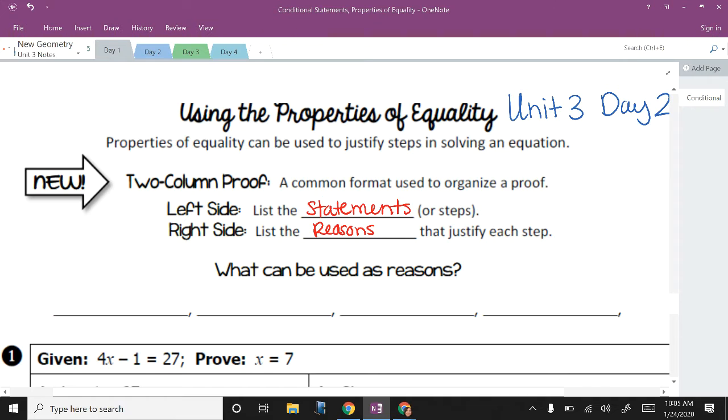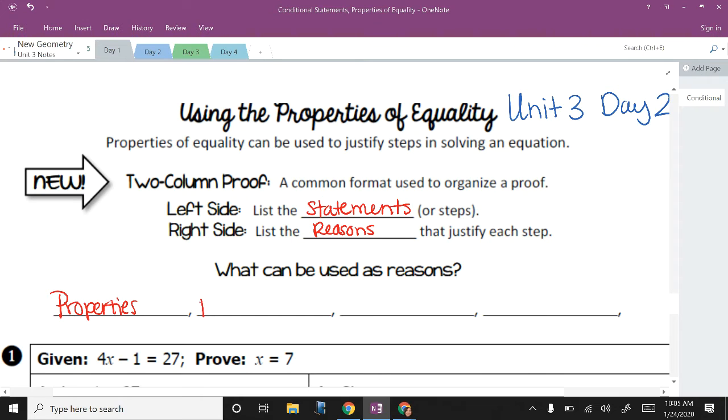Okay? So when we're listing our statements, we're going from here to here to here to here, but we have a reason for each thing that we do. Now, yesterday we learned a bunch of properties, right? They're right above you on your notes. Okay? So those can be some reasons. So what can we use for reasons? We can use properties, like I just talked about. Y'all fill in with me, please. We can use properties for reasons.